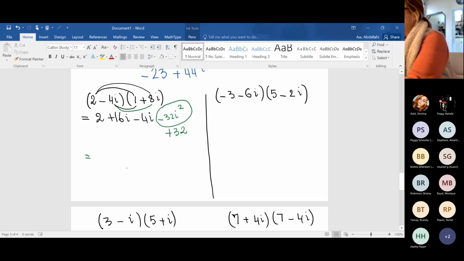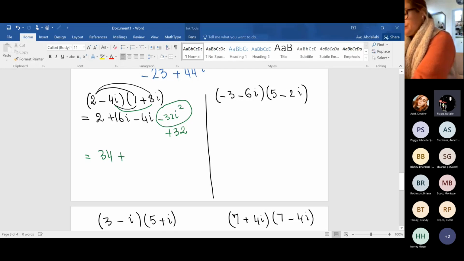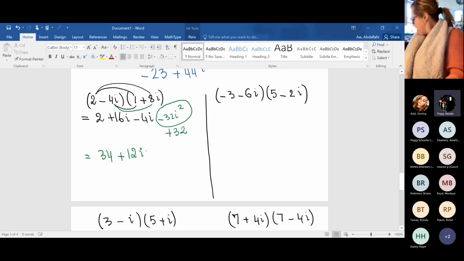Which numbers did you group? So I just add 2 to 32, and I got 34. And 16i minus 4i is negative 12i. It's positive 12i. Oops, that's what I meant. Yeah, positive 12i. Thank you very much.